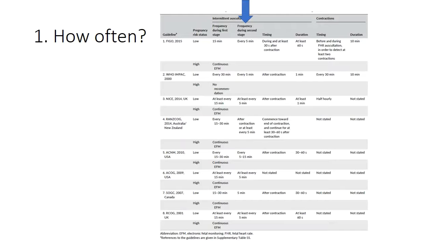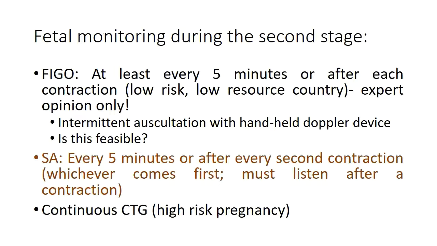As I said, we have to step up observations of the baby once the woman starts with active pushing. And again, you don't have to read the detail on this slide. There are many societies all over the world, and almost all of them say every 5 minutes, at least every 5 minutes. So that's also adopted in South Africa. So at least every 5 minutes during the bearing down phase, look at or listen to the fetal heart rate. So intermittent auscultation with a handheld Doppler or with a stethoscope, and at least before and after every second contraction.